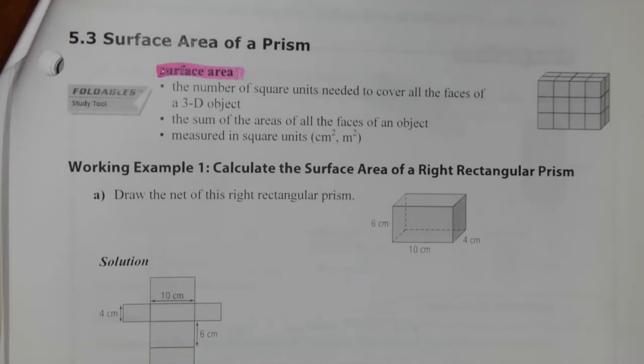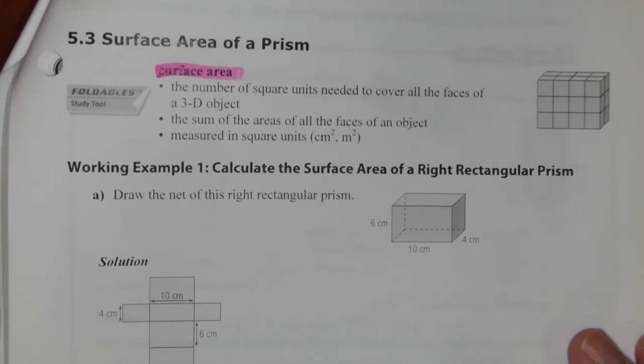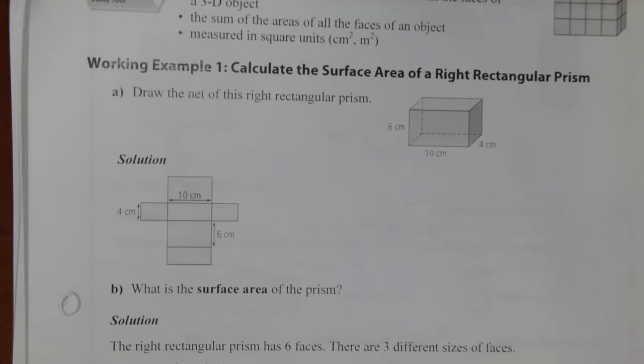And so surface area is measured in square units, just like area of a 2D shape. We're still dealing with area. So even though it's a 3D shape, our units are still squared. So centimeters squared, meters squared, kilometers squared, units squared, however you want to measure it. Working example number 1, calculate the surface area of a right rectangular prism.